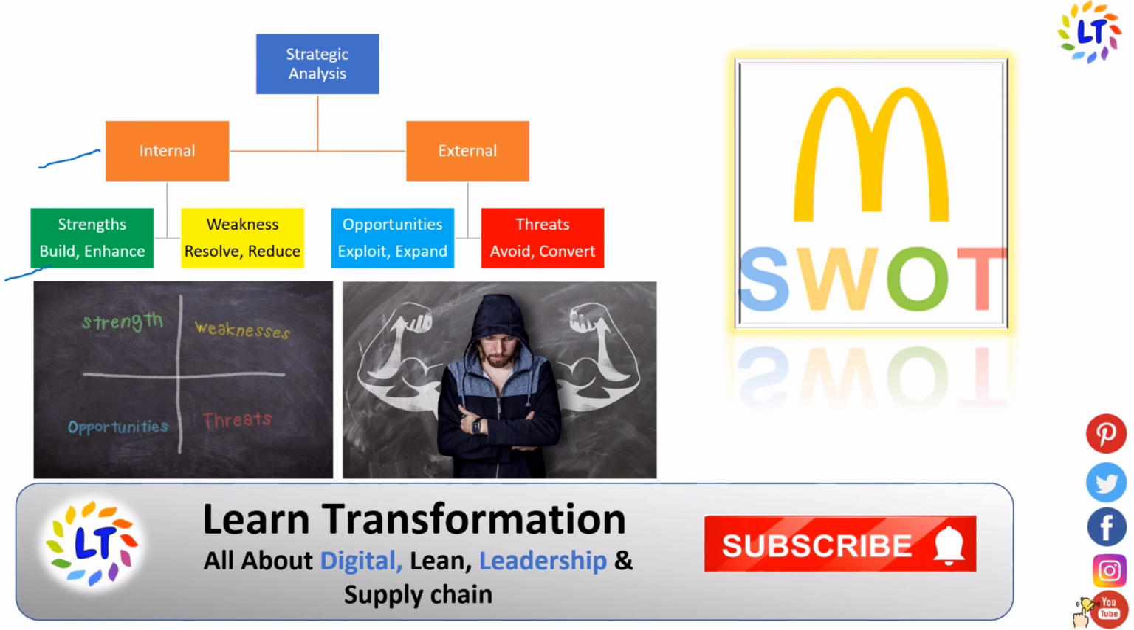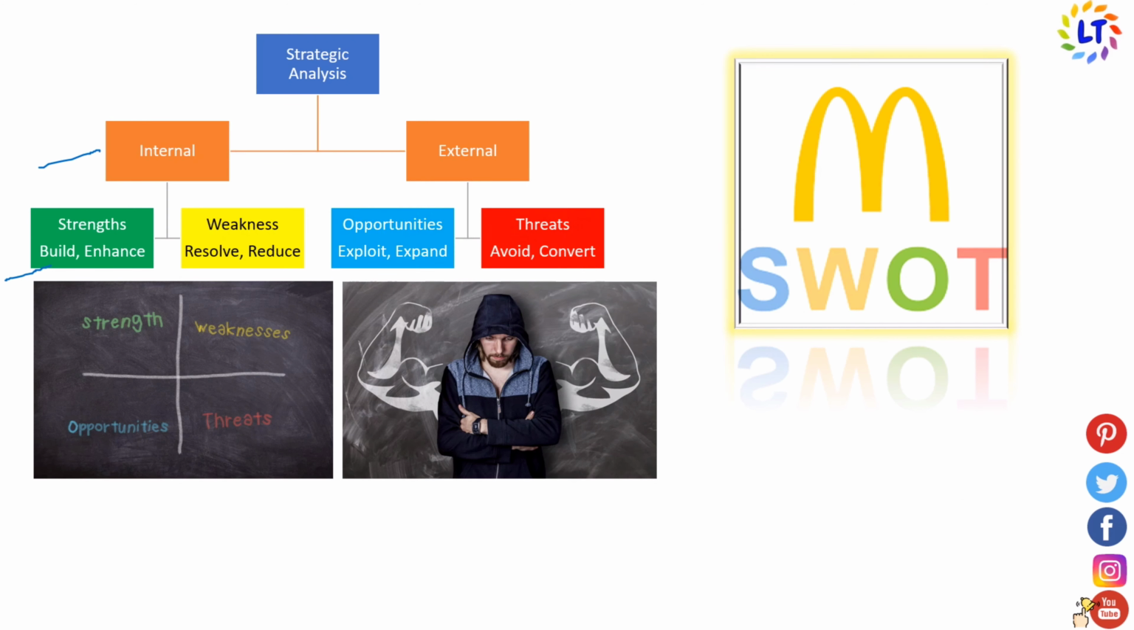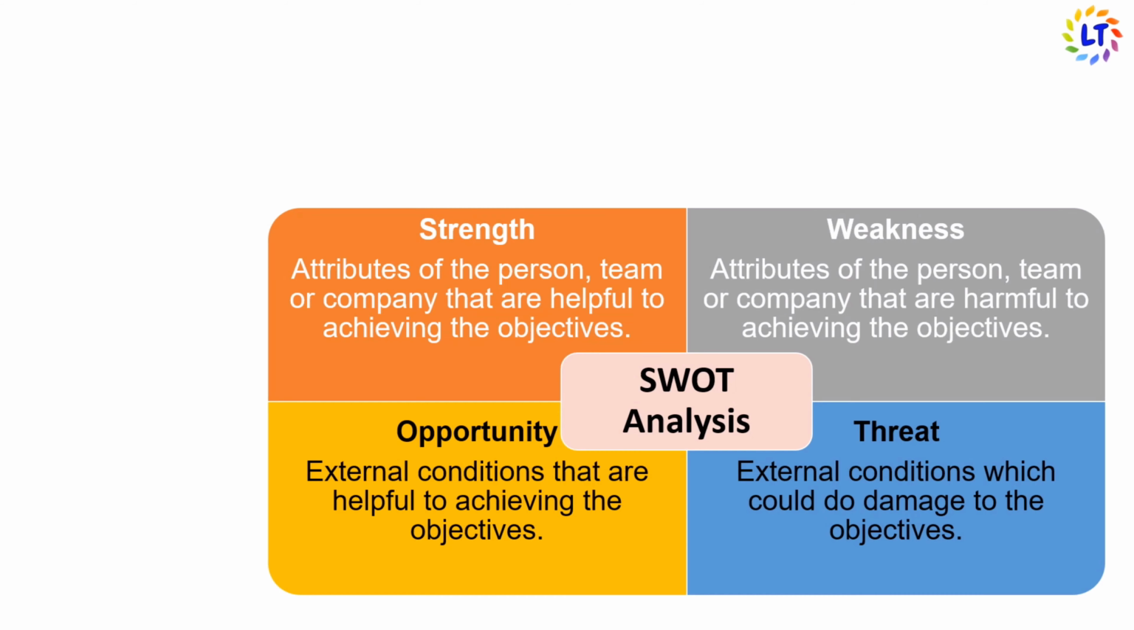So let's get started. Let's see how to do a SWOT. SWOT stands for strength, weakness, opportunities, and threats. SWOT analysis can be used to build organizational or personal strategy. Strengths: we build on our strengths. These are attributes of a person, or team or company that give it an advantage over others. Weakness: these are the characteristics of a person or company that are harmful in achieving the objective. So try to convert your weakness into your strength.